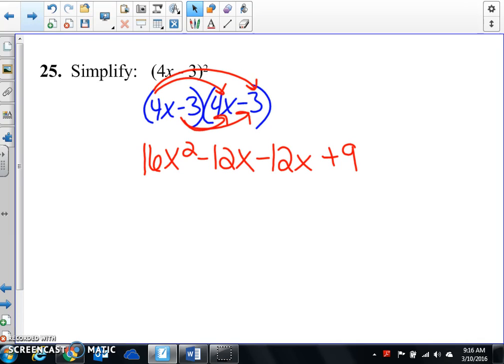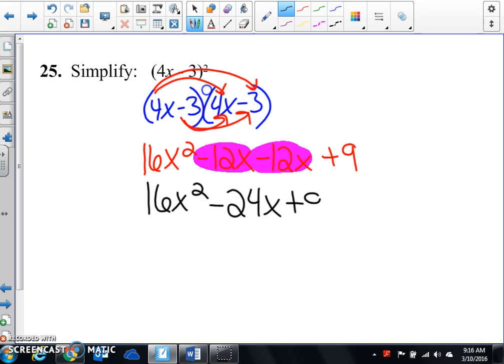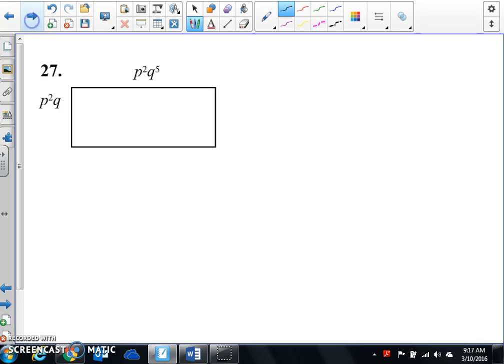Remember, when you have an entire binomial squared and you have to expand it, these should always be identical. And sure enough, they are. So now we just combine like terms. So 16x squared minus 24x plus 9. And there was a special product for that one, but let's not even go there. Just go ahead and expand it and FOIL it.